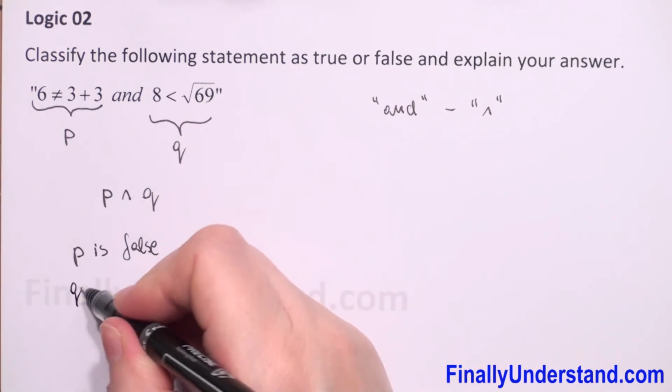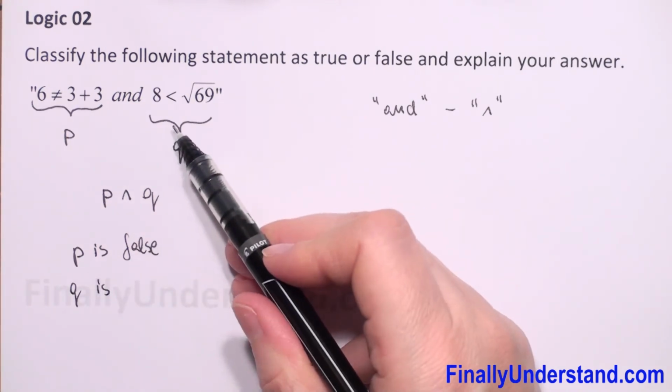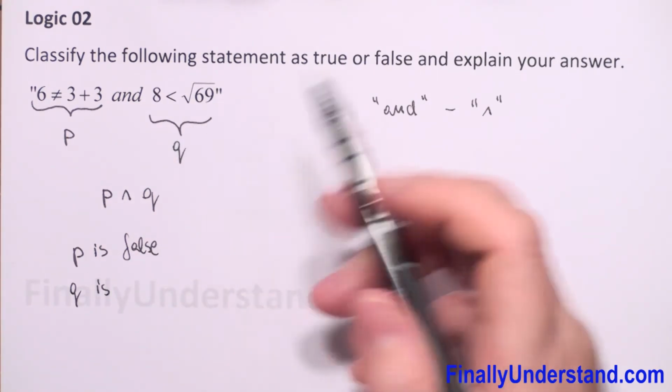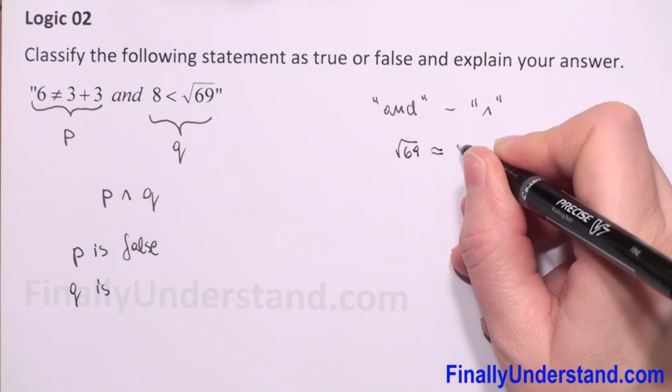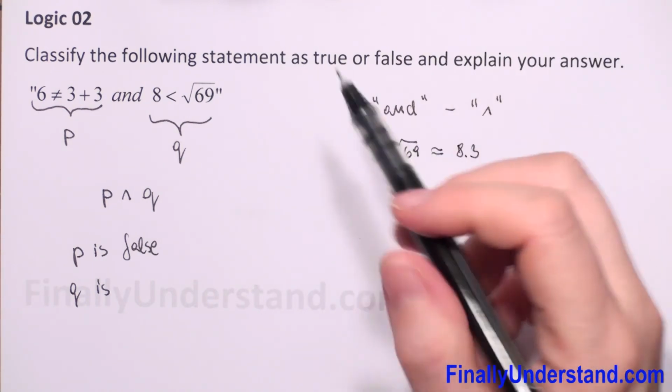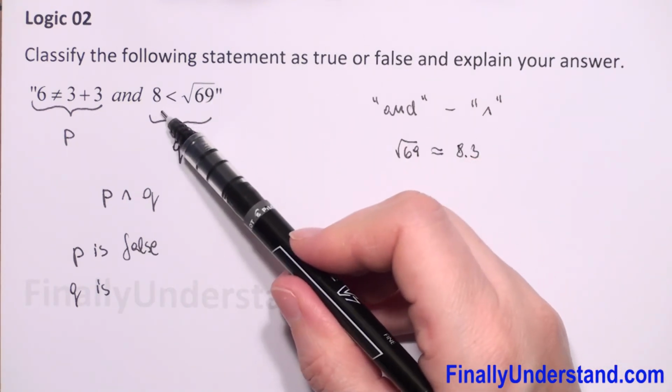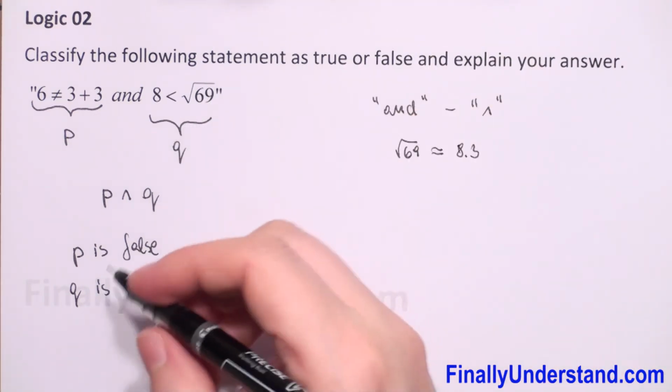Next, we have Q. Q is 8 is less than the square root of 69. The square root of 69 is approximately 8.3. So 8 is less than 8.3, so this is true.